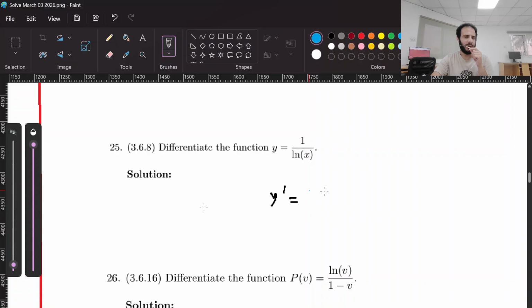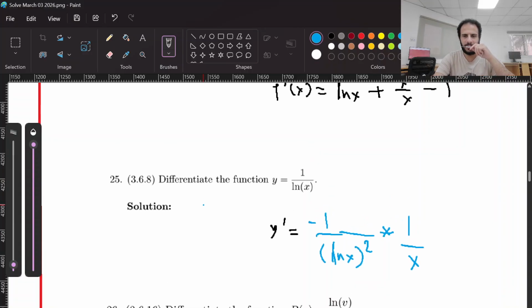So it will be minus 1 over ln x squared, right? Then times the derivative of ln x. What's the derivative of ln x? 1 over x, right? Good. Let's use the quotient rule to show you that you get the same answer, but you solve as you like.